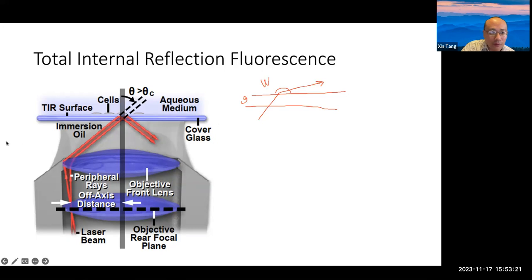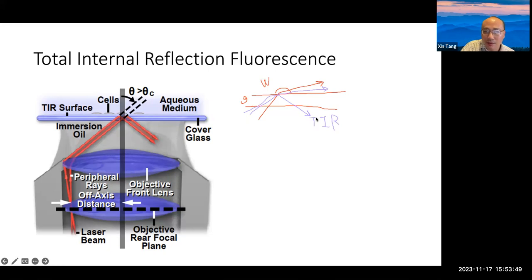Now, if we let the incoming light be bent even further, then when it comes out, it also will bend even further, right? And at some point, if you bend it this way, it will be reflected totally this way, right? So this is called total internal reflection, TIR.